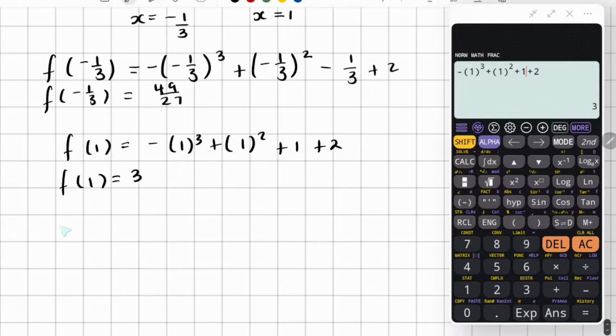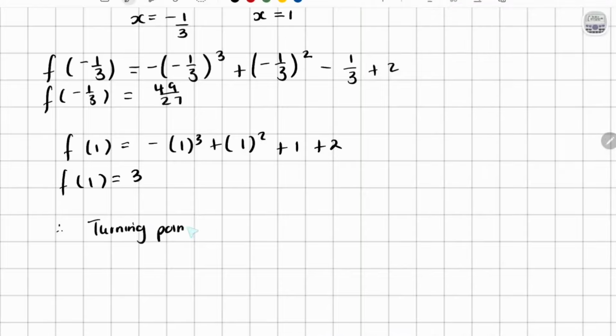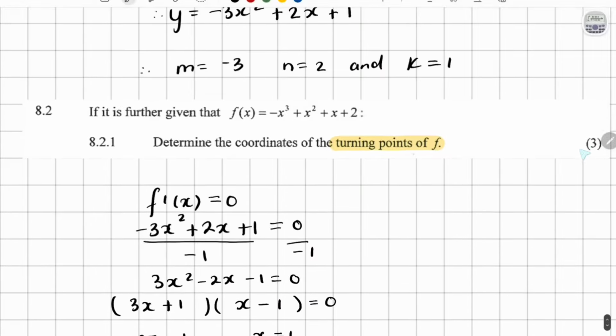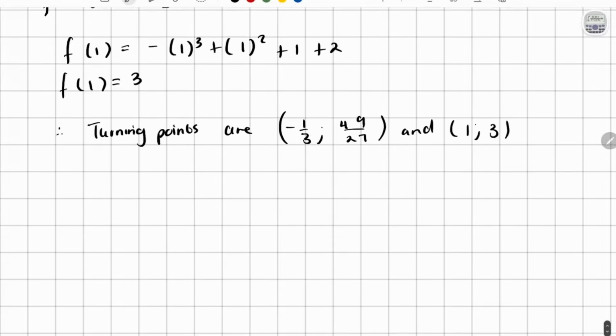So there, our stationary points, specifically called the turning points. So the turning points are -1/3 and 49/27, and 1 and 3. So those are the coordinates of our turning points, and that is 3 marks. So it's a very simple thing to do for 3 marks.